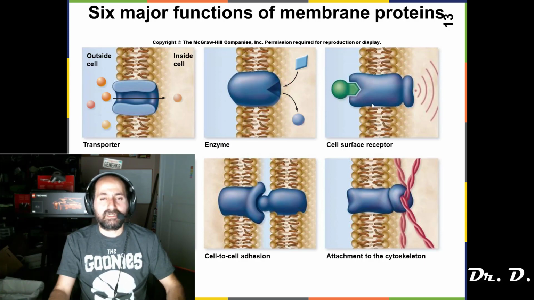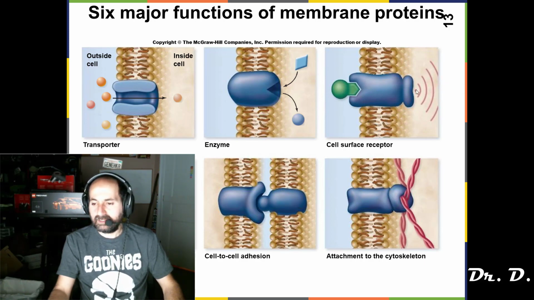Here's another job. In this case, the transmembrane protein is serving as a receptor. Here's a ligand hormone. This green structure would represent a hormone. The hormone attaches to the receptor. The receptor then signals into the cell so the cell can do something.